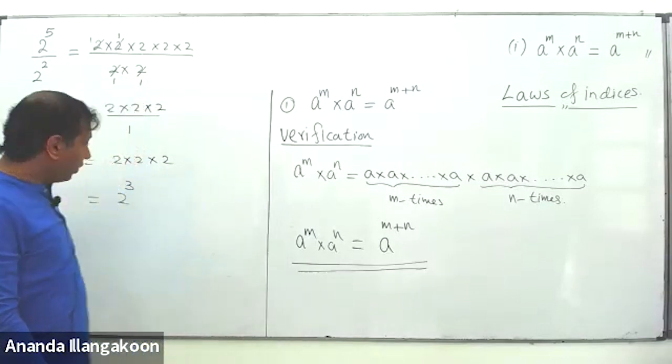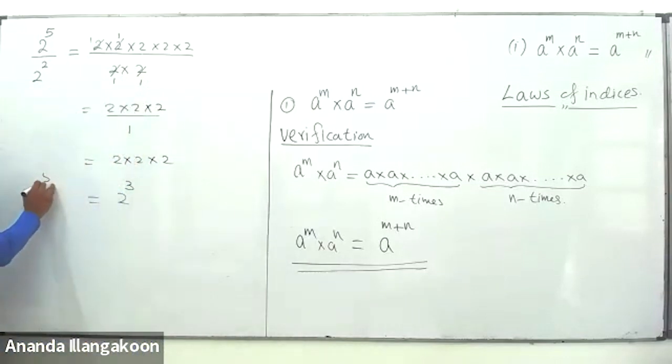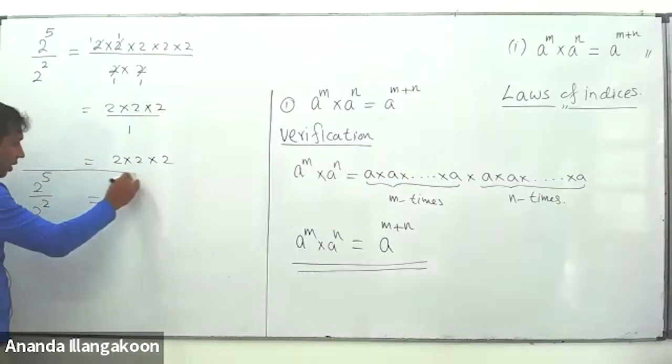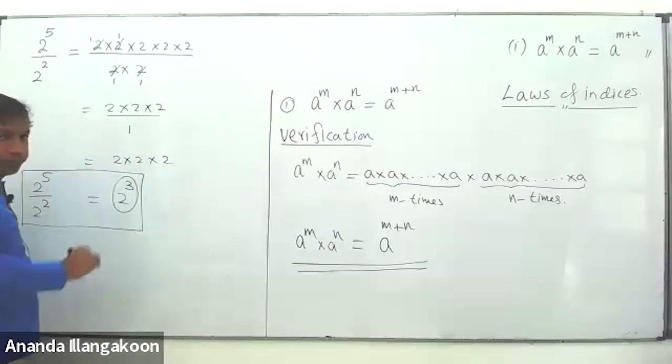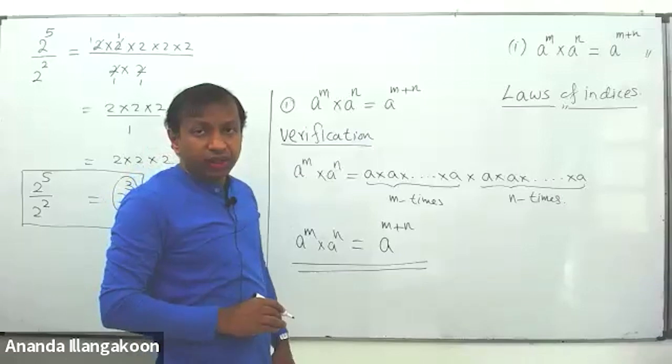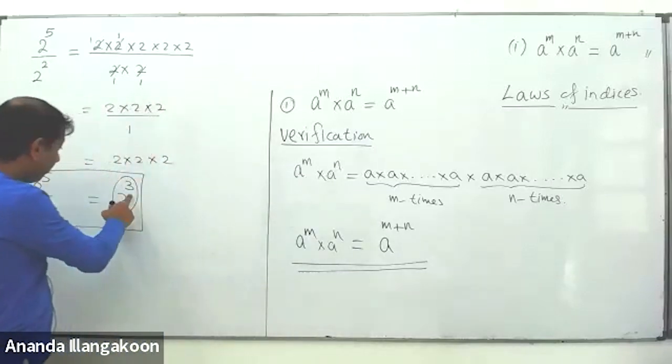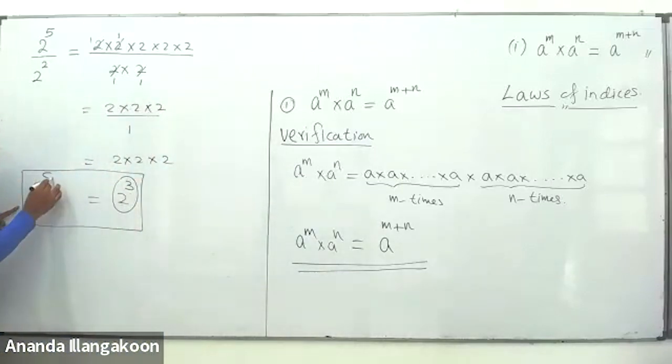So on the left hand side, what do we have, people? 2 to the power 5 in the numerator, 2 to the power 2 in the denominator. For this, the answer on the right hand side is 2 to the power 3. Let's see how we get this power 3. People, this power 3 we get from the numerator power minus the denominator power: 5 minus 2, we get 3.